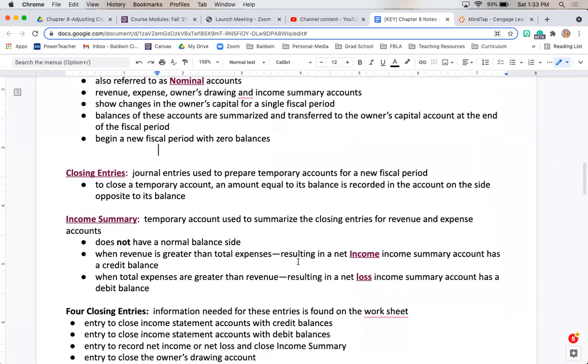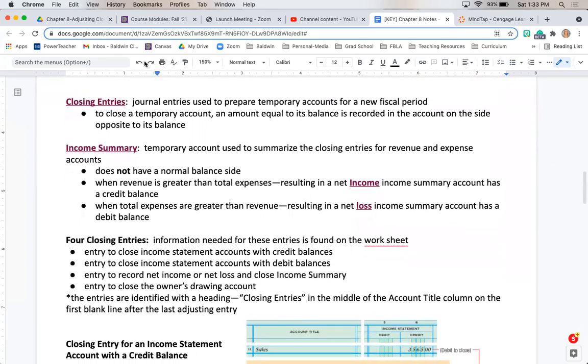The entries used to prepare the closing of temporary accounts are closing entries. We're going to close all those temporary accounts into a permanent account, which is going to end up being capital in the end. Income summary is a temporary account that's used when we are closing our revenue and expense accounts. It does not have a normal balance side, because whether it gets a credit balance or a debit balance depends on whether we had a net income or a net loss.